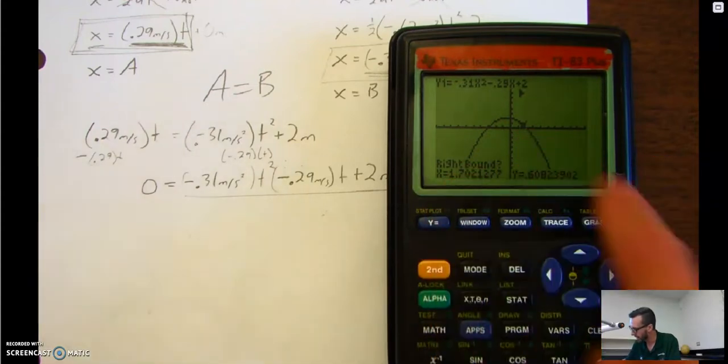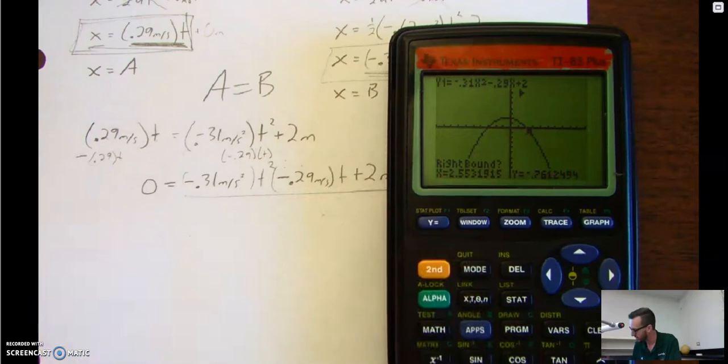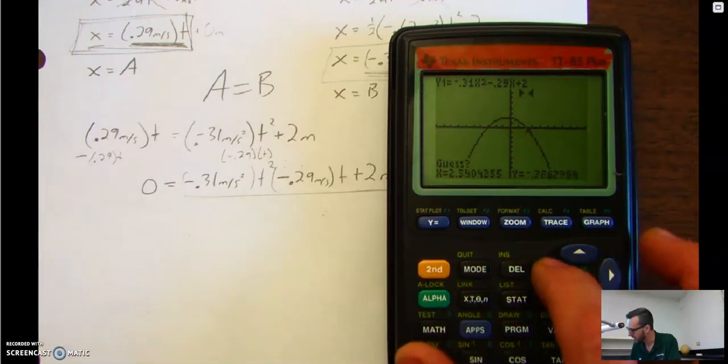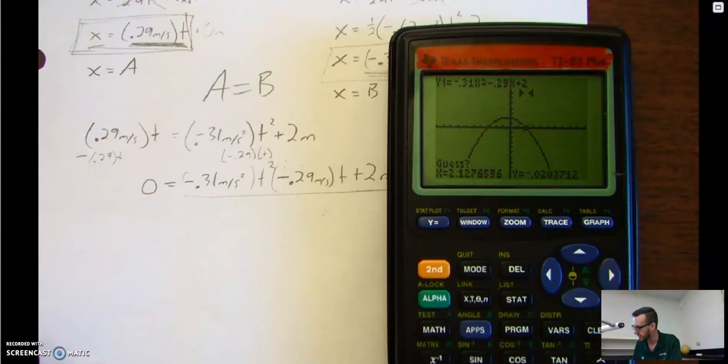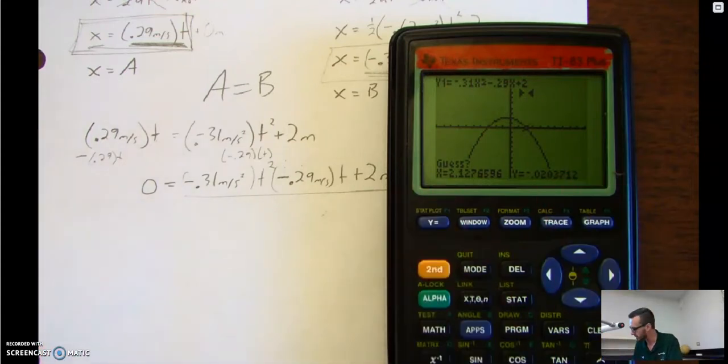Then it says right bound. That's asking you where is a place to the right of where you expect it to intersect. I'll hit enter to tell it right there. When it says guess, that just means where do you think, like where's the closest? It doesn't really matter how close you are, as long as you're in between your left and right points, the calculator usually does a fine job figuring it out.